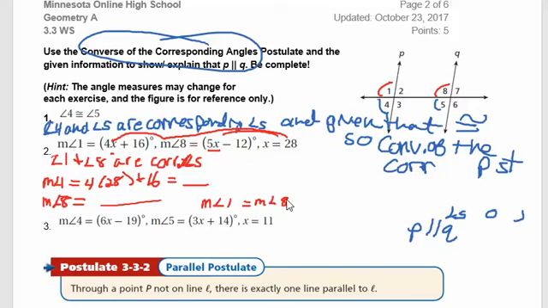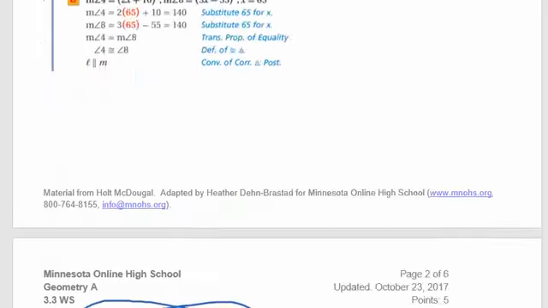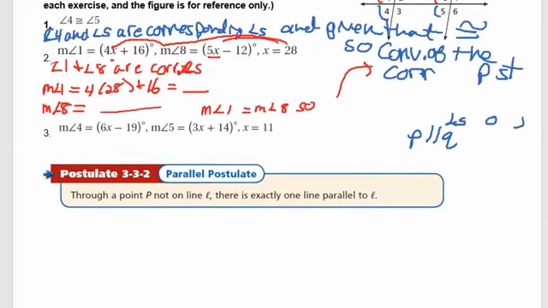So if you have corresponding angles that also have equal measures, then you can use the converse of the corresponding angles postulate to say that the lines are parallel. So you would write converse of the corresponding angles postulate and say they're parallel. And then you could also call this by the, what was this one called? You could say by postulate 3-3-1 to save yourself a little writing.